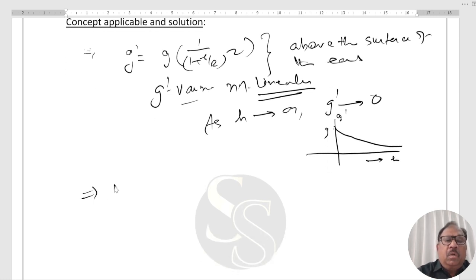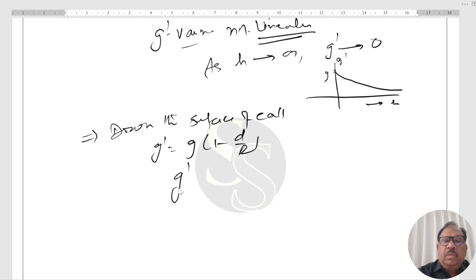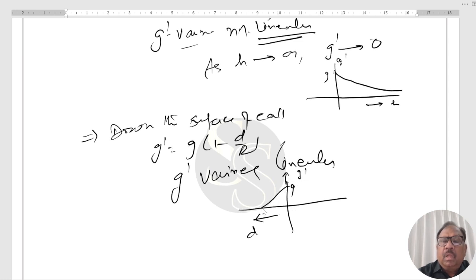Next, down the surface of earth, that is g dash equal to g (1 minus d upon R). In this case, g dash varies linearly, means we plot it at the surface g, this is depth, this is g dash, this is g, right?